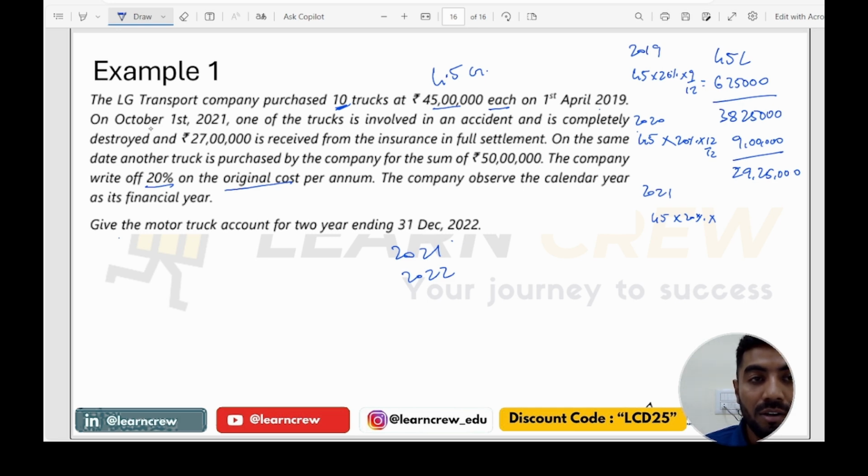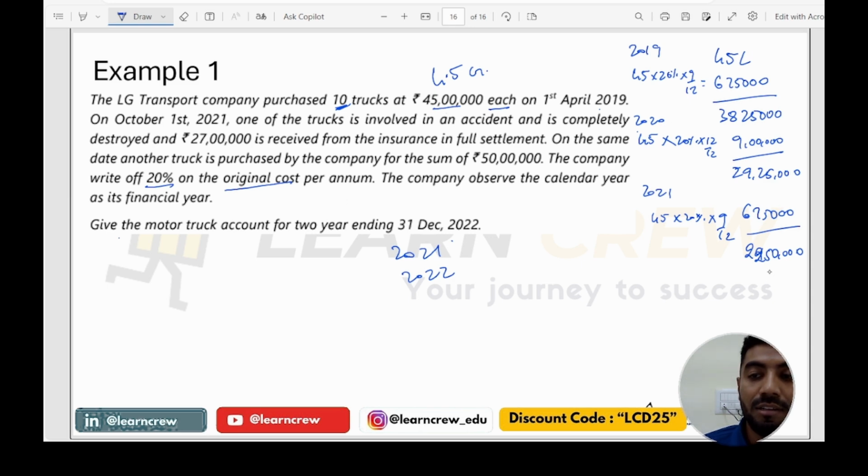That is on October 1st, 2021, one of the trucks was involved in an accident and was completely destroyed. So we'll find for 9 months whatever the balance is in the account. 9 by 12, we'll be getting a depreciation of 6,75,000. The balance will be 22,50,000. This is for one asset we've calculated. Similarly, into 10 if we calculate for all the assets.